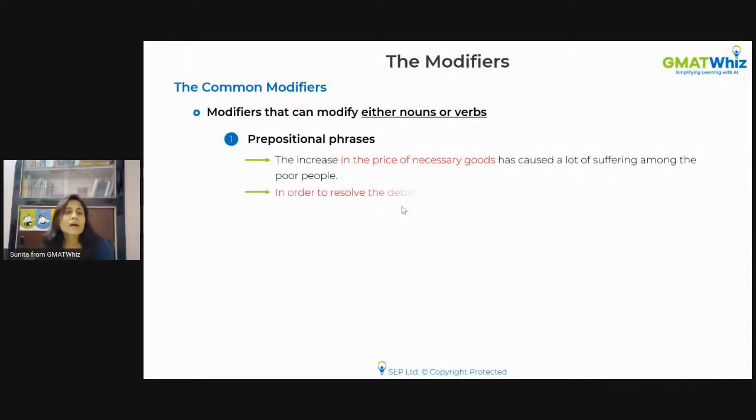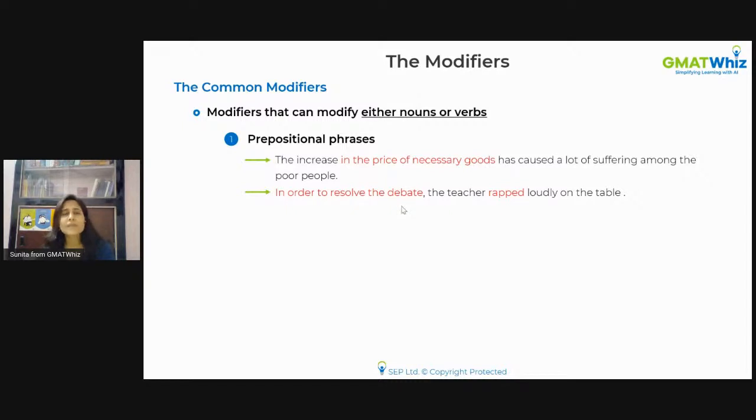Okay. Now, if you look at this sentence, in order to resolve the debate. So here we have a prepositional phrase beginning with in again. However, in this case, this phrase in order to resolve the debate is modifying the verb rapped. It says the teacher rapped loudly on the table. Why did she rap loudly on the table? In order to resolve the debate. As you can see, the verb modifier is placed slightly away from the verb it is supposed to modify.